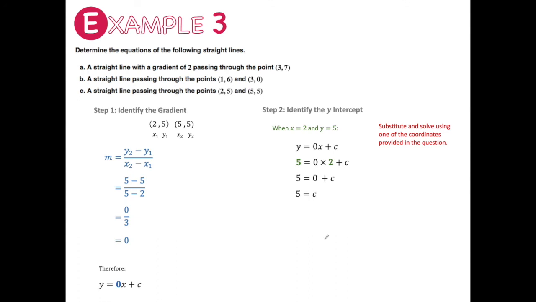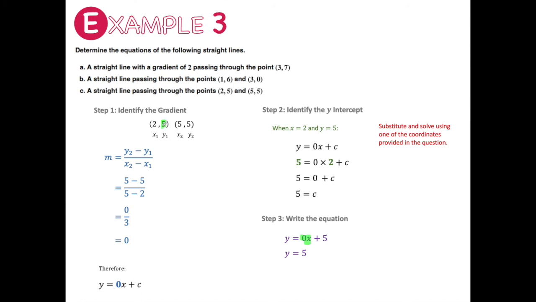So I've got a gradient of 0 and a y-intercept of 5. So substituting it into the equation, y equals 0x plus 5. Now 0x is equal to 0, so I don't need to include that in my final equation. So y is going to equal 5. So that means whatever my x value is, y is always going to equal 5. And I can see that in the 2 points from the question.